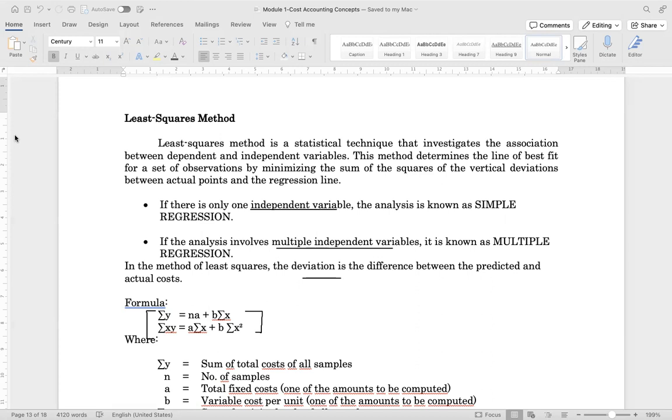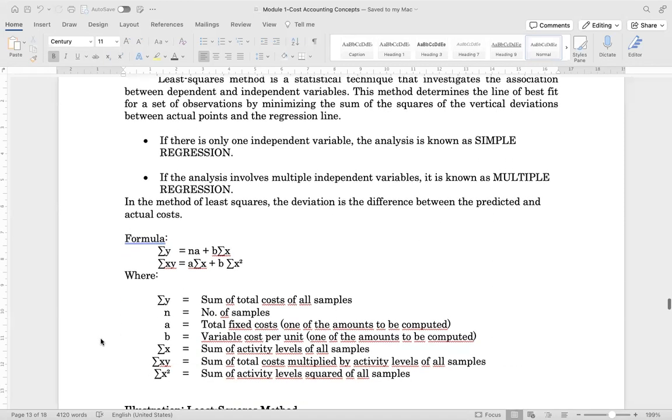Where summation of y is the sum total of all cost of all samples. N is the number of samples. A is the total fixed cost. So this is derived from the equation y is equal to a plus bx, which we have discussed in the high-low method. B is the variable cost per unit.